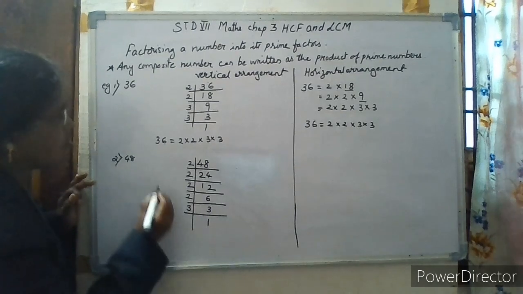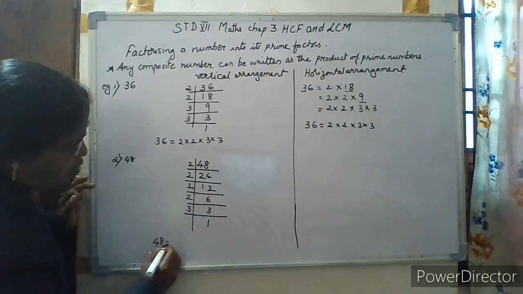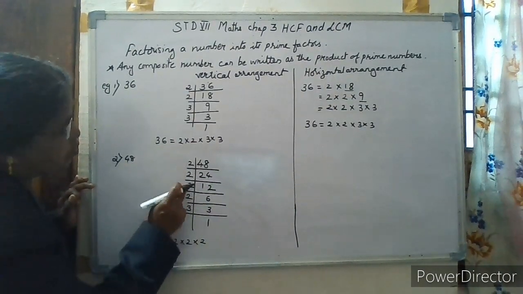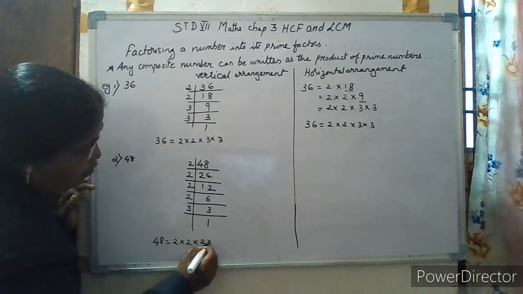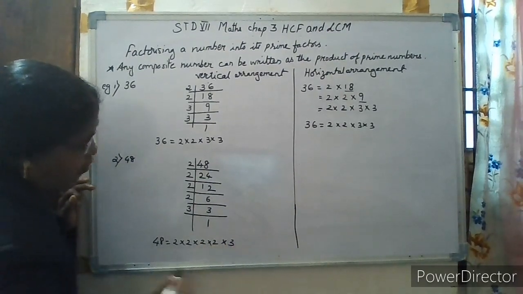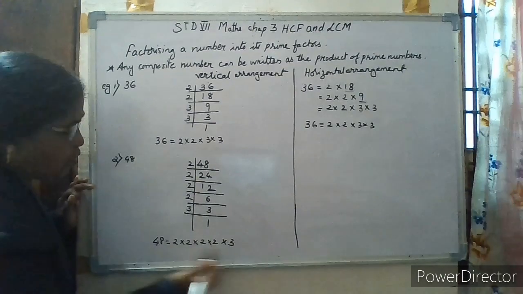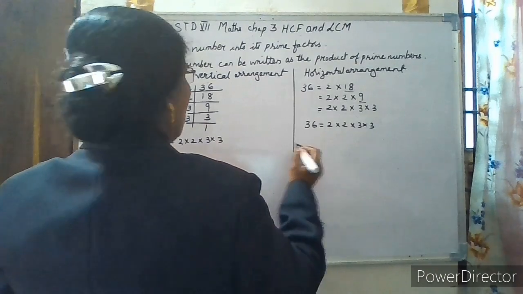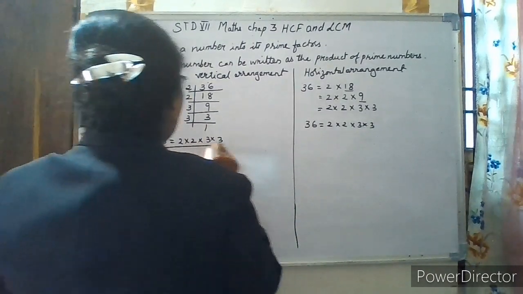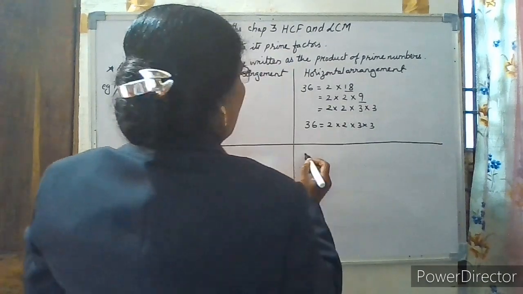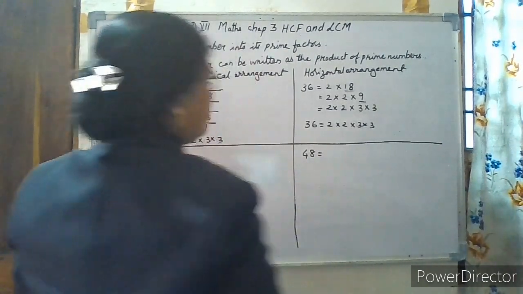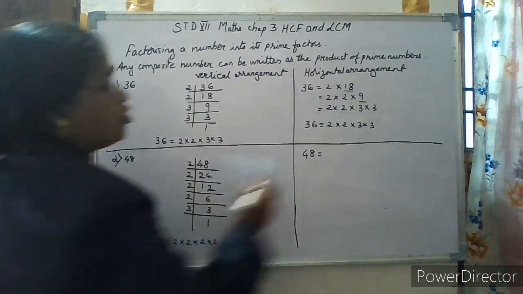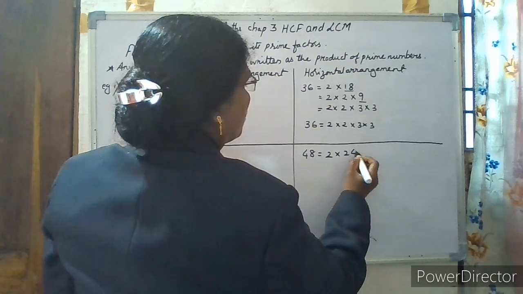Now we can arrange this by saying 48 is equal to its prime factors, 2 into 2 into 2 into 2 into 3. That is 2 four times, into 3. 2 into 2 into 2 into 2 into 3 is equal to 48. Now, when we do this horizontally, 48 is equal to, see, from here itself we can take 2 into 24 is equal to 48.